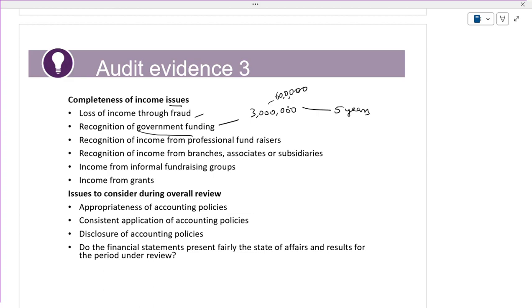Recognition of income from professional fundraisers. People will say, yes, people will play. See what happens most of the time: football players, they play charity matches. They raise the funds and they donate those income to the specific charities. That is fundraisers. Recognize income from branches, associates or subsidiaries. It means from their own internally, is it right? From internal sources. Income from informal fundraising groups. Is that income from different sources, how it is going to be? The income from grants, okay?